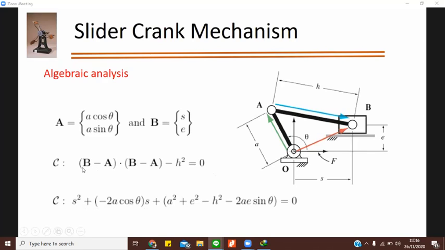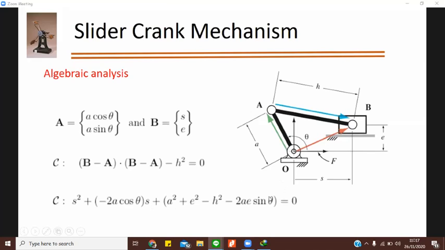Just open this B and A in the form of their trigonometric values, in the form of X and Y, and just put it over here and equate it to 0. And you will be able to find the constraint equation for this. Okay, so this is how you will do the algebraic analysis for it.